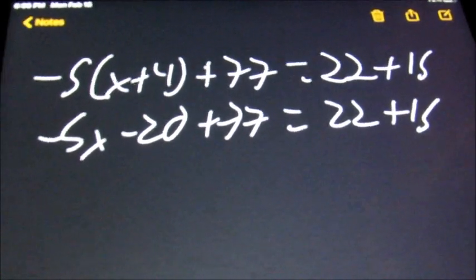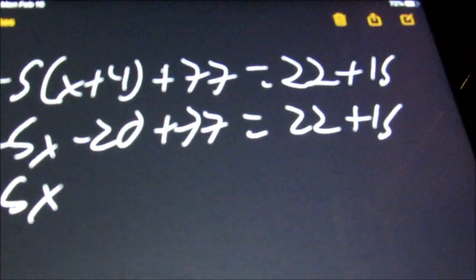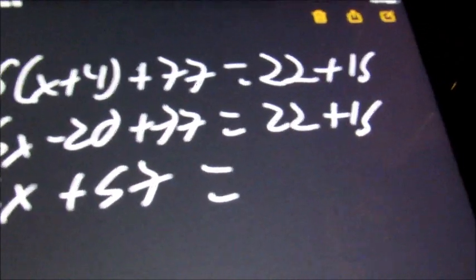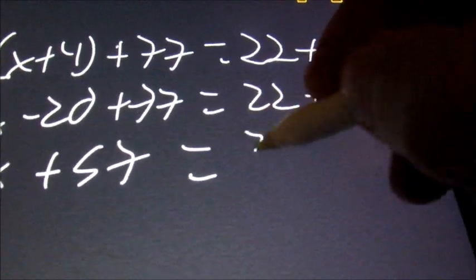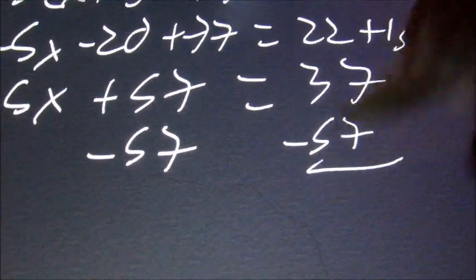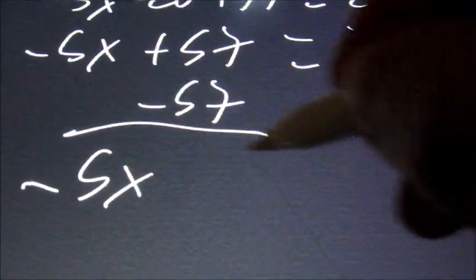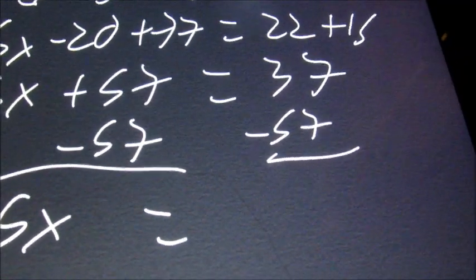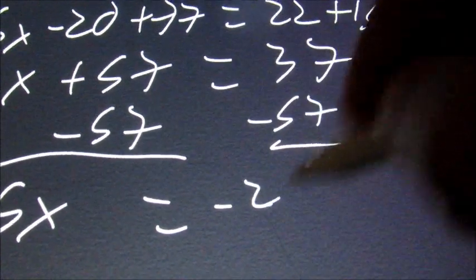Now I'm going to combine like terms on each side. So I'm going to keep the negative 5x. I have minus 20 plus 77, which becomes plus 57, equals 22 plus 15 is 37. Now I need to subtract the 57 from both sides. And we have a negative 5x equals 37 minus 57 is negative 20.